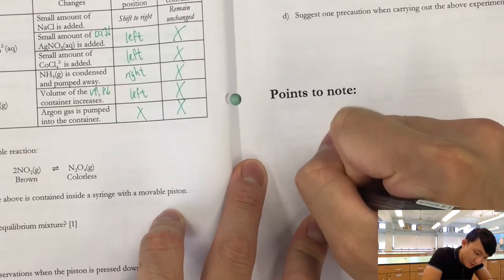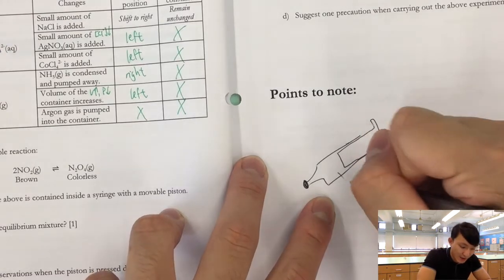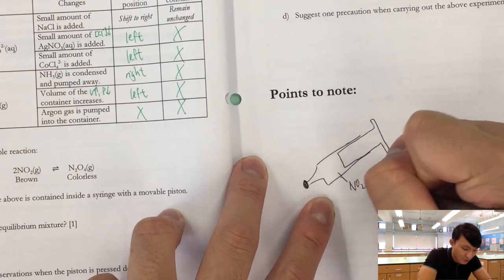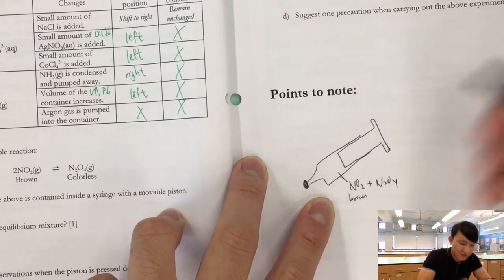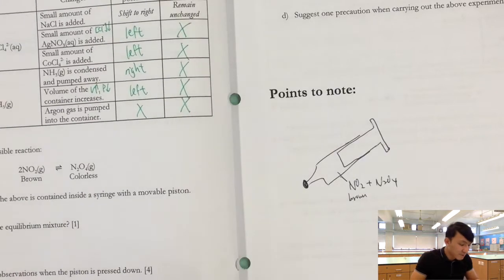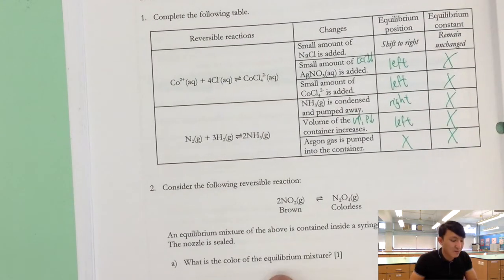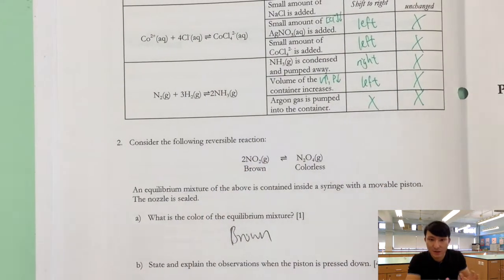Okay, and this one is sealed off. Okay, and inside we have NO2 plus N2O4, and this one is brown in color. Right. So what is the color of the equilibrium mixture? Of course it is brown, because brown and colorless will make it brown, definitely.